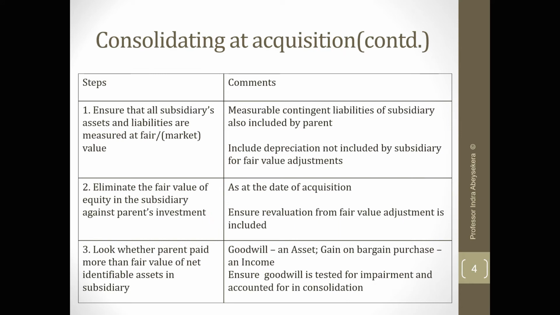What we need to understand here is that there are 3 steps that we can follow in preparing group accounts. Once we have determined that there is a business combination, there's a parent and subsidiary, the first step is to ensure that all subsidiaries' assets and liabilities are measured at fair value. This includes liabilities, contingent liabilities, which are not generally shown on the balance sheet of the subsidiary.